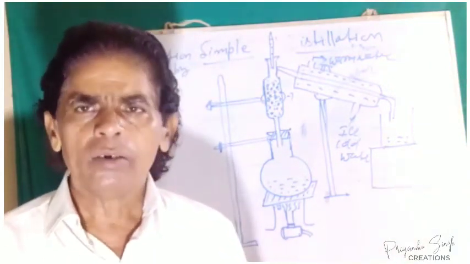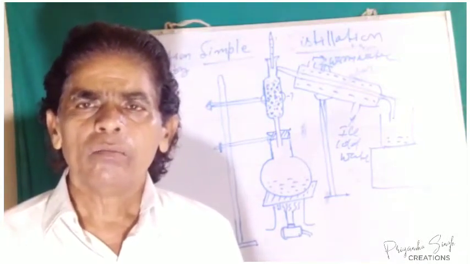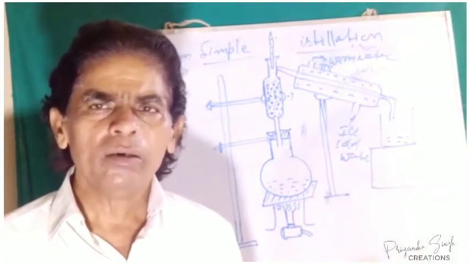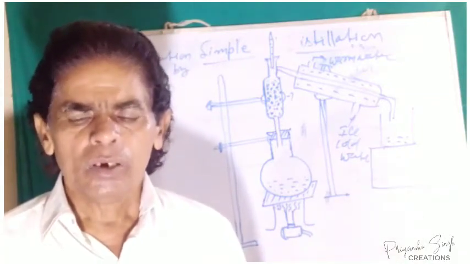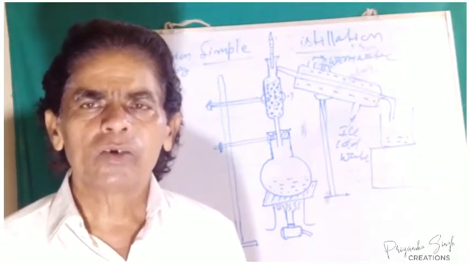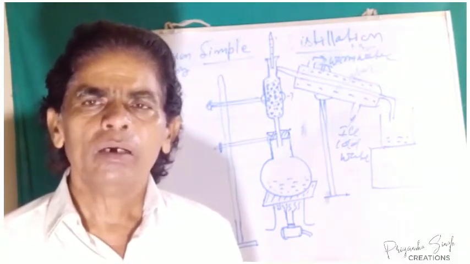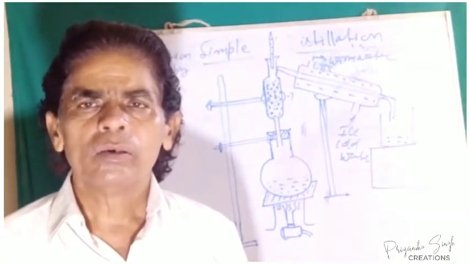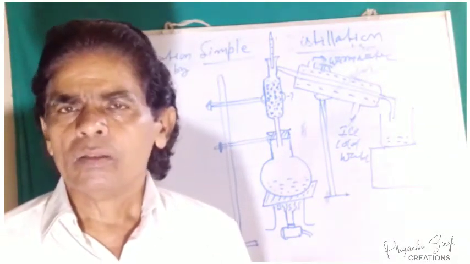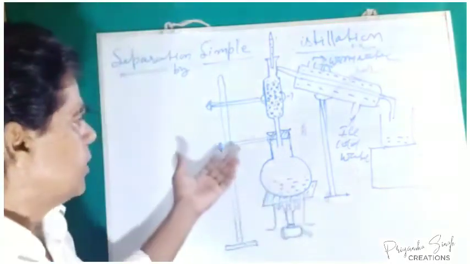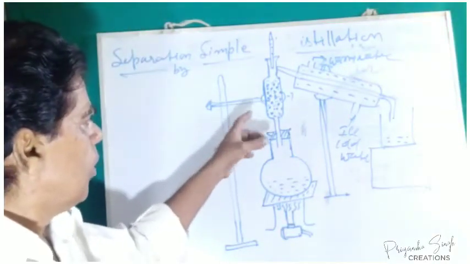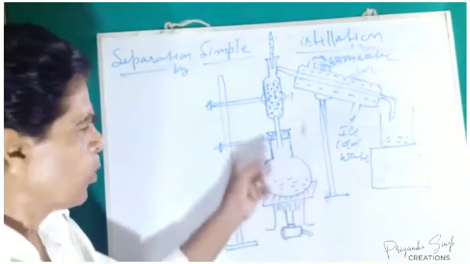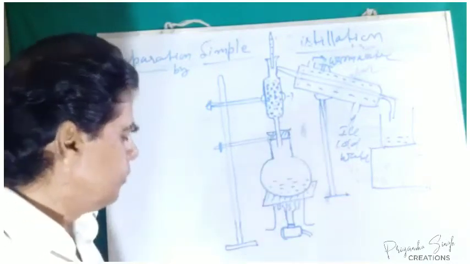So this is called the separation of two or more liquids with the fractionating column, or thus this process is known as distillation through the fractional distillation method. Means separation of components with the fractionating column or the fractional distillation. The process is called fractional distillation.